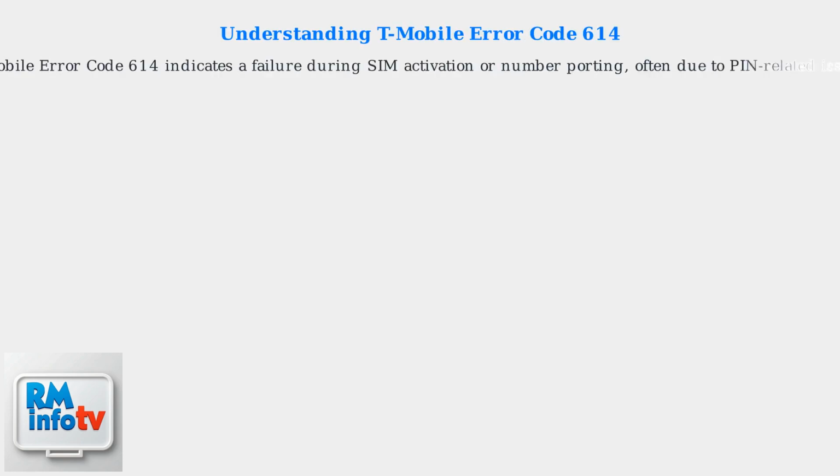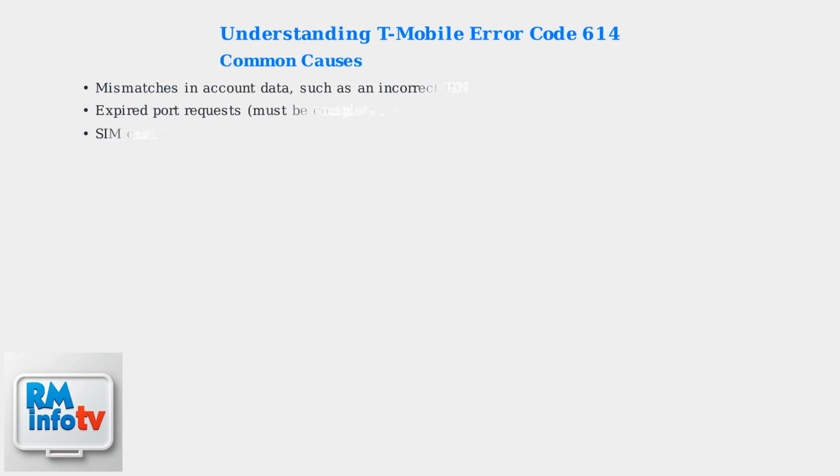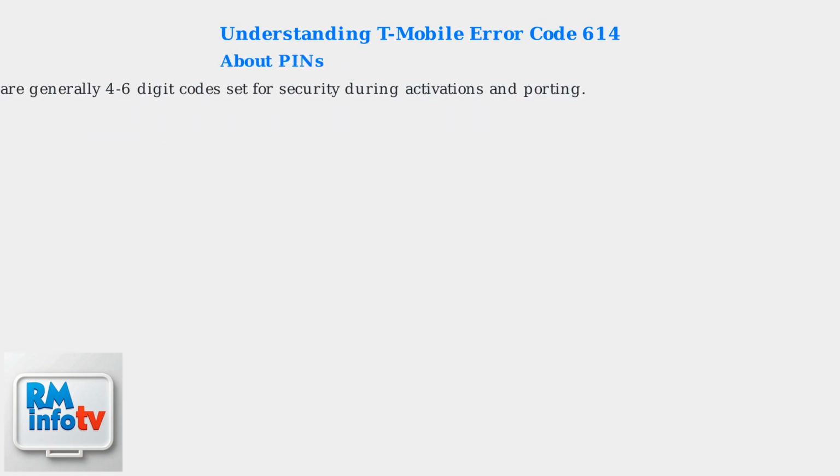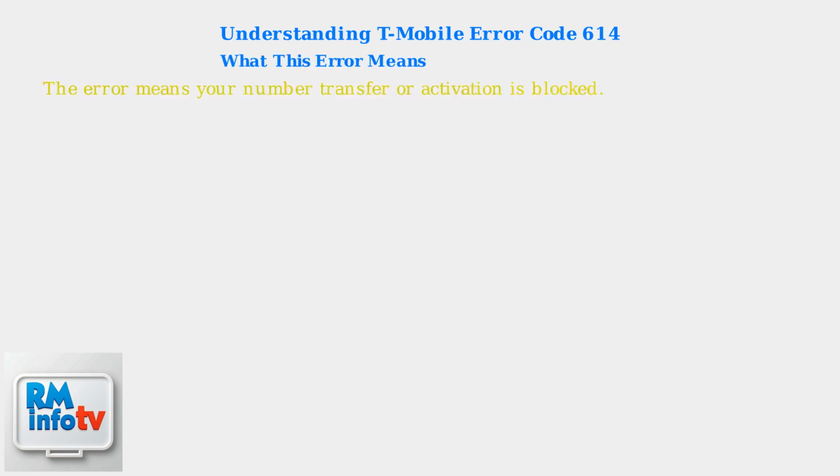T-Mobile error code 614 indicates a failure during SIM activation or number porting, often due to PIN-related issues. It arises from mismatches in account data, such as an incorrect PIN, expired port requests that must be completed within 24 hours, or SIM card incompatibilities. PINs are generally 4 to 6-digit codes set for security during activations and porting. The error means your number transfer or activation is blocked.